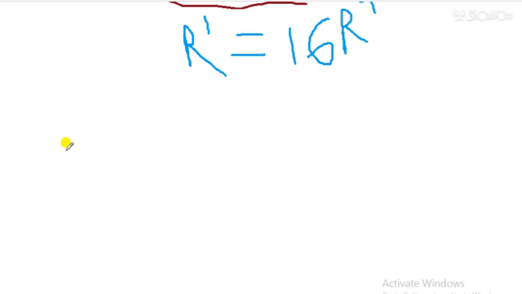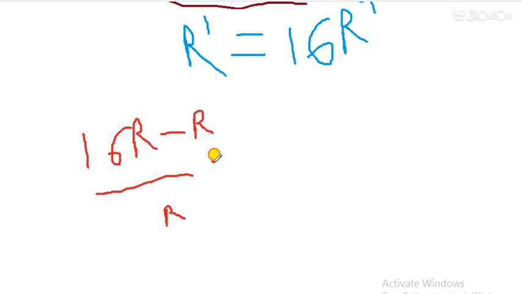Now percentage change. So change is 16R minus R, by original which was R, into 100. So you can find the percentage change is 1500%.